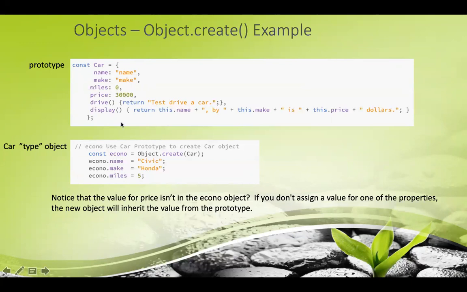Notice I didn't put a price on the Honda Civic. If you don't assign a value to one of the properties, it's going to inherit it from the prototype. So this Civic Honda is going to be $30,000. Now, we know a Civic Honda doesn't cost $30,000, but it's going to inherit that. And it's also going to inherit these methods as well. Hopefully that's clear.